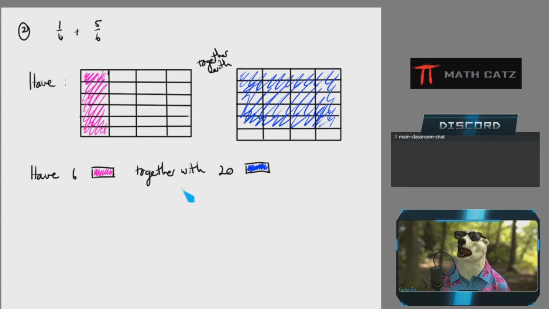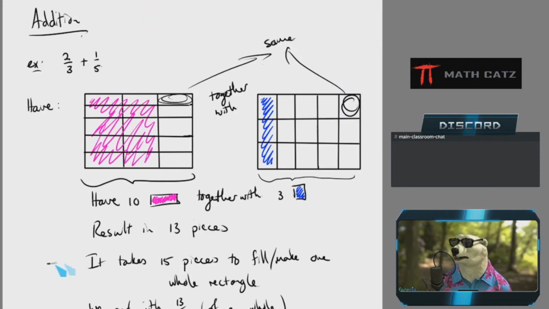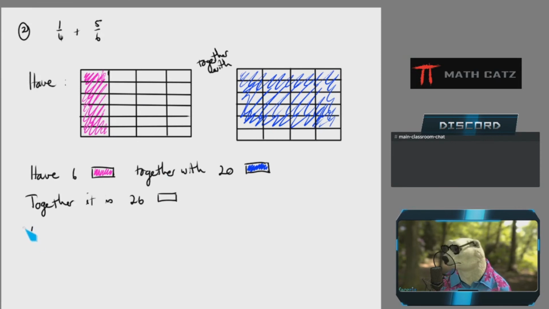So I have 6 of one, 20 of the other one. So obviously together it is 26 pieces. Blue, pink. Now they're merged. Now I just need to put that in context compared to a standard whole rectangle. So the sentence that you'll always see us writing is this guy. It takes a certain number of pieces to fill or make one whole rectangle. That's always going to be a sentence I want to write. The numbers might change, but the sentence will always be the same.